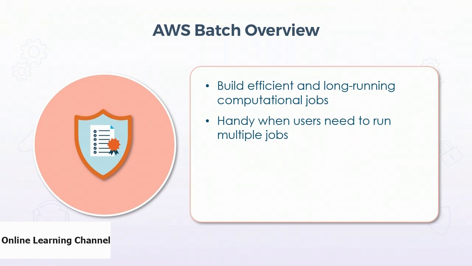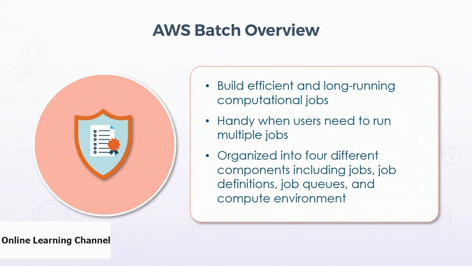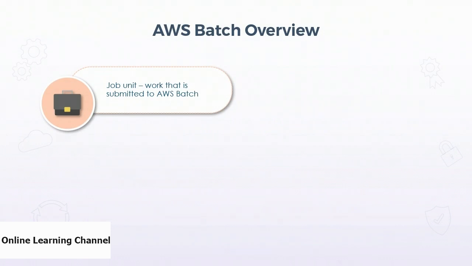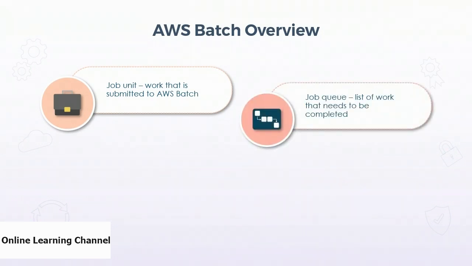To allow for such features, AWS Batch is organized into 4 different components, including jobs, job definition, job queues, and the compute environment. First of all, a job is a unit of work that is submitted to the AWS Batch service. Consequently, job queues are simply a list of work that needs to be completed by the jobs and enables users to define priority levels as well as to leverage multiple queues of jobs.